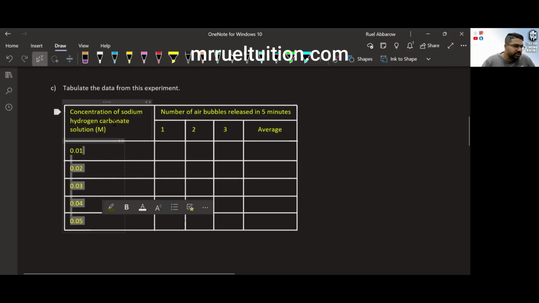Now, this concentration is a stated concentration. It is not measured. You don't have to worry about the number of decimal places. Just follow whatever is given to you. Okay. Number of air bubbles, again, this is going to be an integer. So no problem with number of decimal places in this experiment, right? Okay, so this is how we tabulate the data.